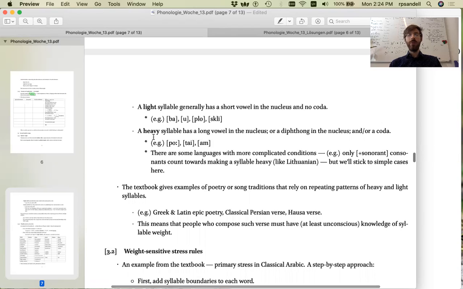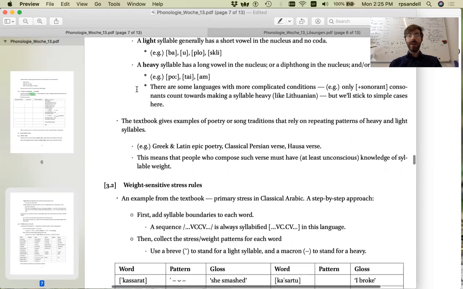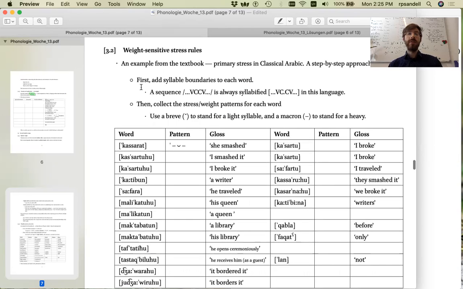Let's now look at how we can construct some rules that distinguish between heavy and light syllables, using an example from classical Arabic, the assignment of primary stress in that language. When we want to proceed step by step, we'll first consider each word and add syllable boundaries to each word, where a sequence of two consonants between vowels will always be broken apart into two syllables.